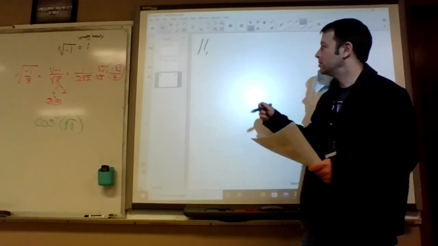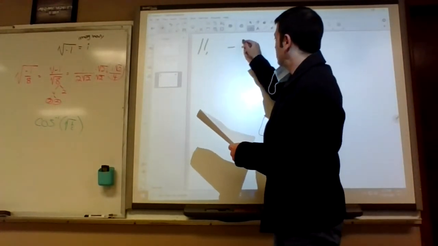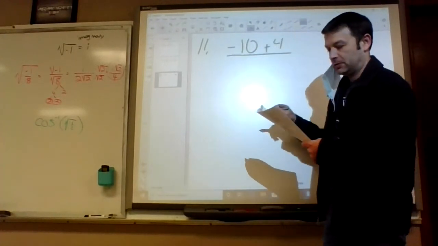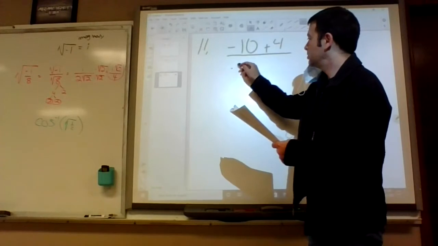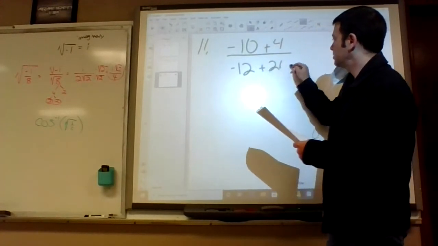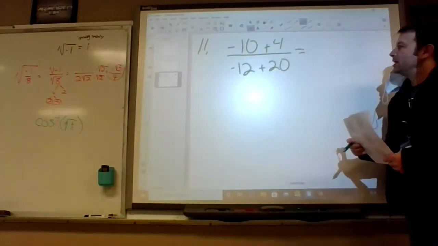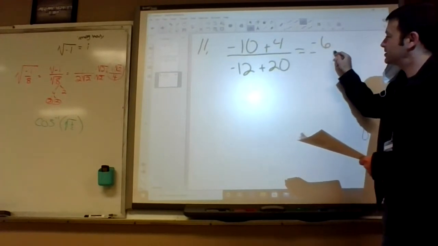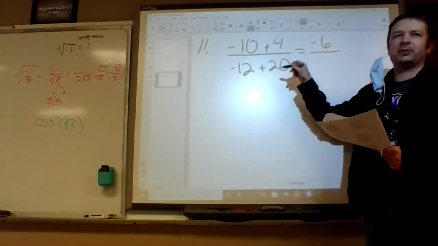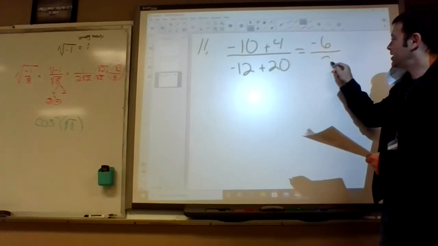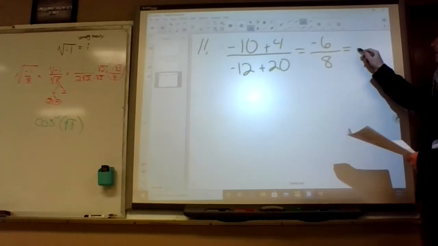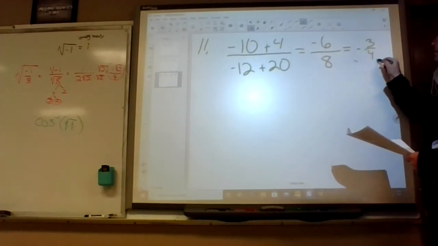Negative 10 minus negative 4, or plus 4, I guess. And then negative 12 plus 20. Negative 10 plus 4 is negative 6. Negative 12 plus 20, what would that be? 8. What's negative 6 over 8? Negative 3 over 4.